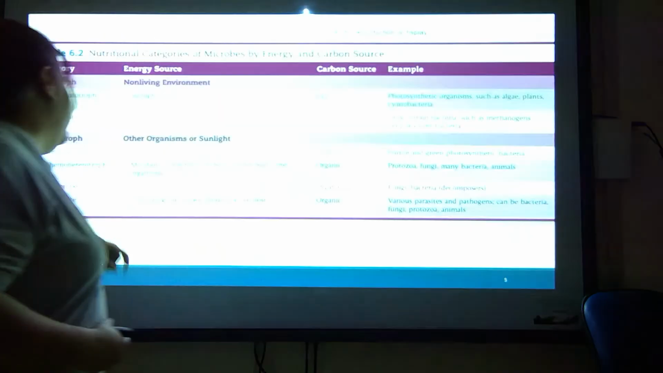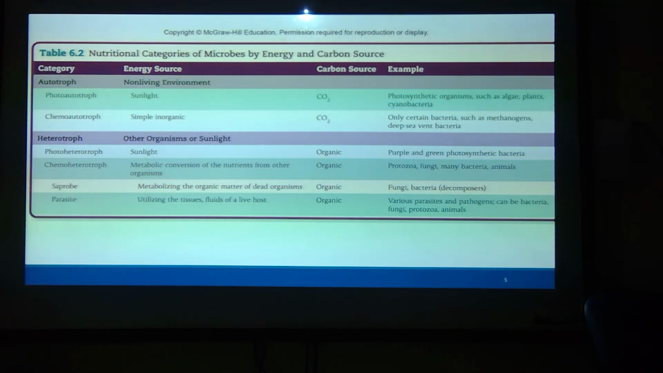Okay. So again, chemoheterotroph, we're talking about the energy source being we consume a nutrient and we break it down to make it into something useful. As far as the carbon source goes, again, it's going to be something that we have to consume. We're not going to get it out of the air. So chemoheterotrophs include the protozoans, the fungi. A lot of bacteria work this way, and animals. Some animals work this way as well. Well, actually, all animals work this way. I don't know of an animal that doesn't consume food.